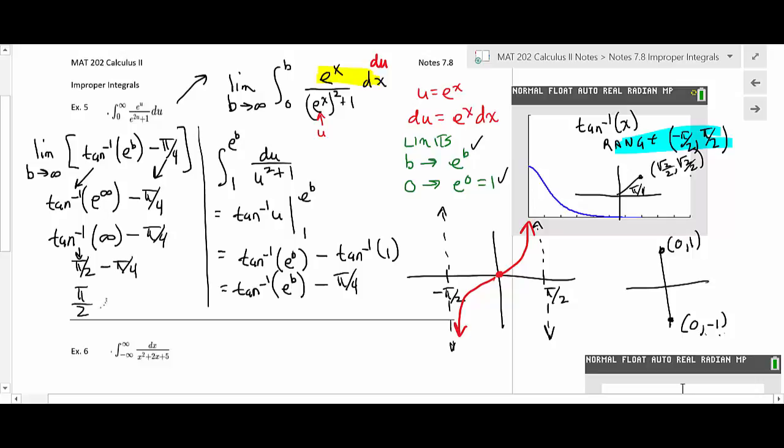That's pi over 2 minus 2 pi over 4, like that. Whoops, why am I doing that? I'm doing that backwards. Need to do it like this. So this would be 2 pi over 4 minus pi over 4, so that means the answer is pi over 4. So that area that we're looking at is going to converge to pi over 4.